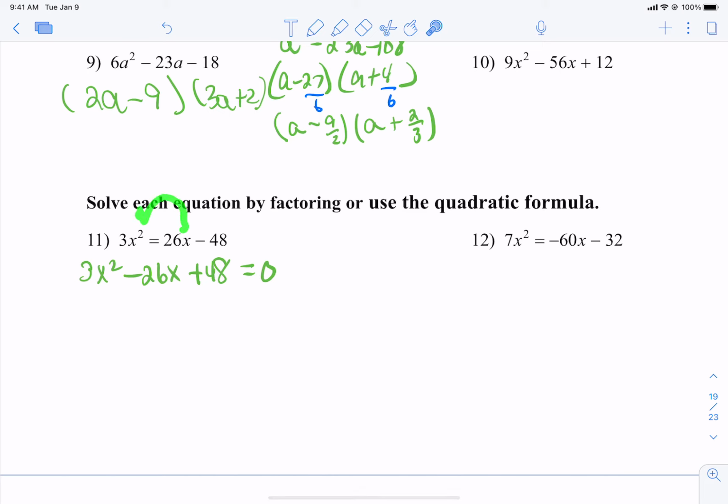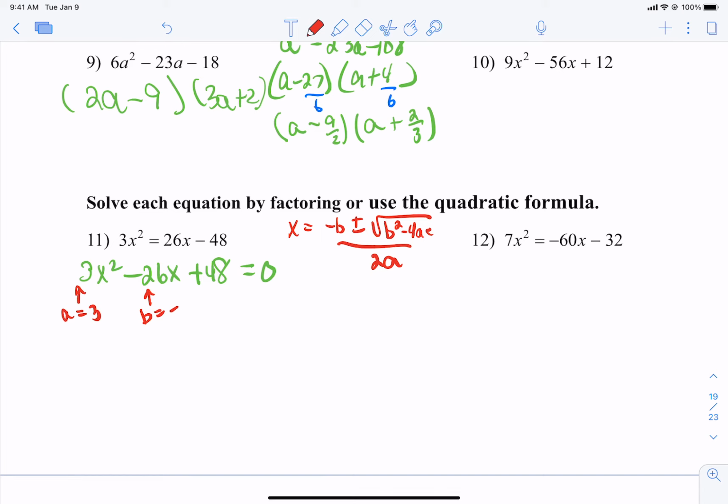So this came over and became a negative. This came over and became a positive, and I got it set equal to 0. Now, let's use the quadratic formula. The quadratic formula says that x is going to equal negative b plus or minus the square root of b squared minus 4ac all over 2a. Now in this particular one, your a value is stuck on your x squared, your b value is stuck on your x, your c value is the constant all by itself, okay?